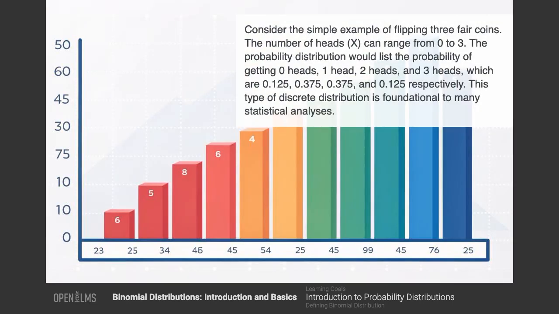Consider the simple example of flipping 3 fair coins. The number of heads, x, can range from 0 to 3. The probability distribution would list the probability of getting 0 heads, 1 head, 2 heads, and 3 heads, which are 0.125, 0.375, 0.375, and 0.125 respectively. This type of discrete distribution is foundational to many statistical analyses.